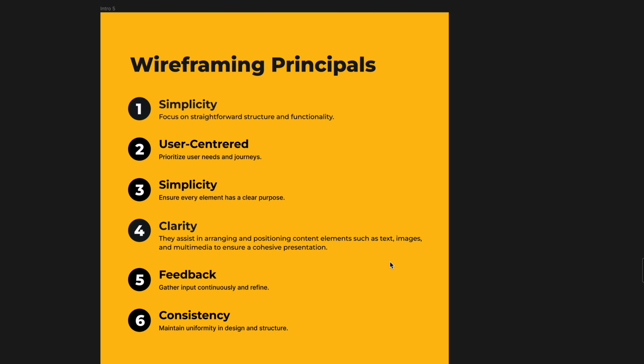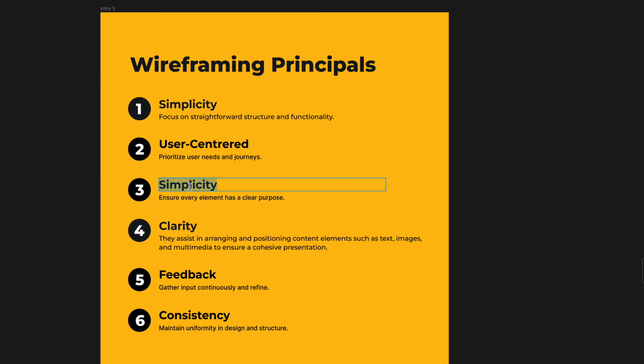When you are trying to create a wireframe, these are the 6 points you need to consider. First is simplicity. You need not complicate it. Focus on a straightforward structure and functionality. Second is user centered. Prioritize user needs and journeys, not what you want as a product manager.